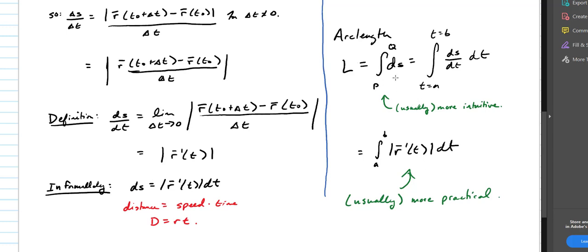Okay? Here I've made two observations. One, this is easier for me to remember. This really does remind me of going from point P to point Q and adding up a bunch of little ds long segments as I move along the curve. So this seems a little bit more intuitive than this formula, but this formula is more practical for the actual computation of arc length.